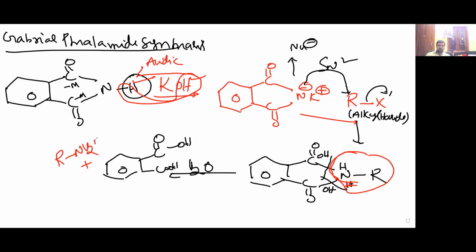By using this Gabriel phthalimide, you prepare only primary amines; secondary and tertiary amines are not possible. Not only Gabriel phthalimide, from Hoffmann bromamide also you cannot prepare secondary and tertiary amines. I hope it is clear. This is Gabriel phthalimide synthesis. Here you have to take only primary alkyl halide.